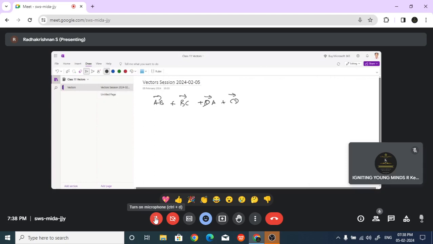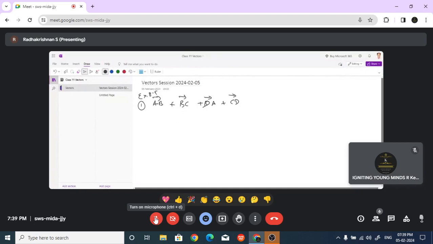Okay. So this is our exercise 8.5, problem number 1. There are four vectors AB, BC, DA, CD. So what is the sum of AB plus BC plus DA plus CD is the question. Can anybody solve this? You are able to see the problem, right, on my screen?